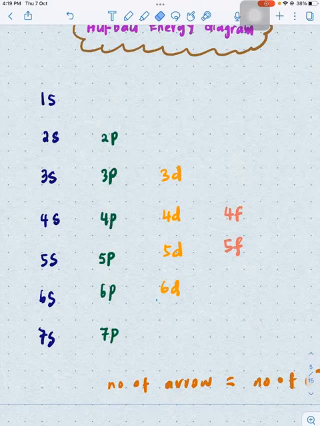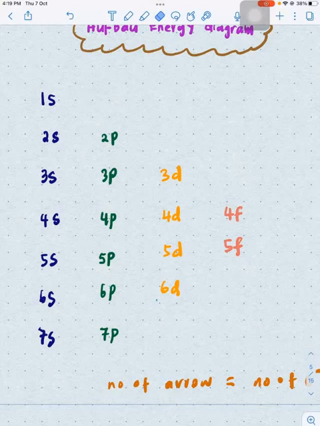We have to follow this order of energy levels. We have to follow this Aufbau energy diagram, meaning we follow its order: 1s, 2s, 2p and so on. That is the meaning of Aufbau. We must start with the lowest energy level of orbital first. Okay, no problem, we will apply it later.